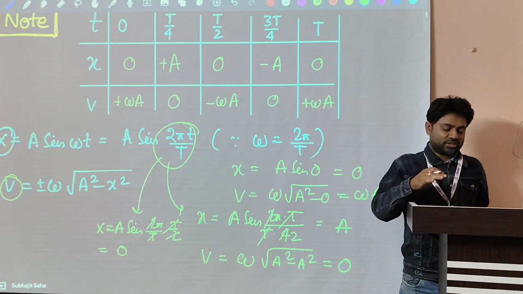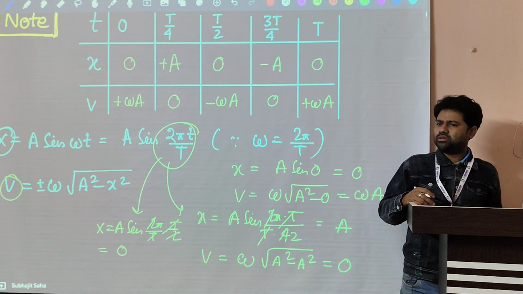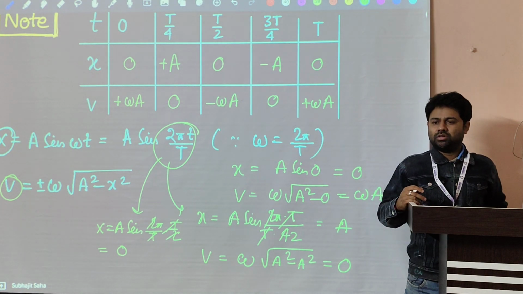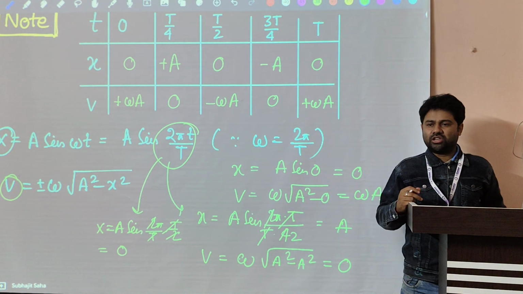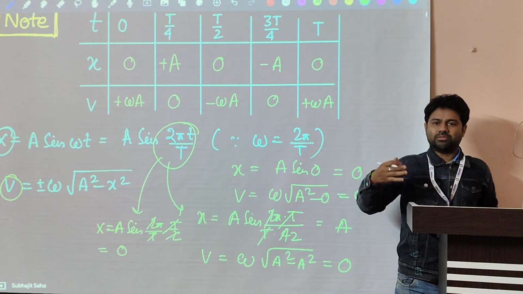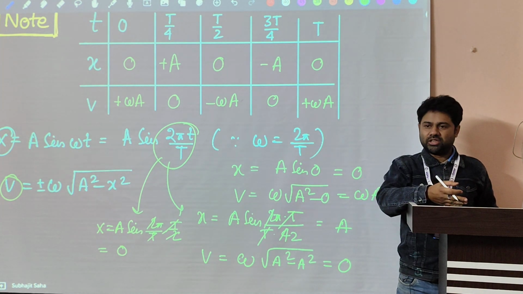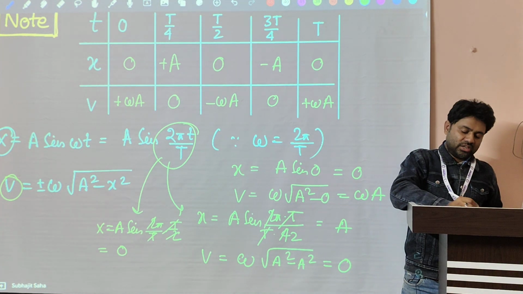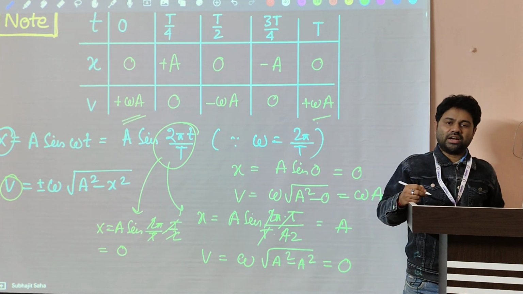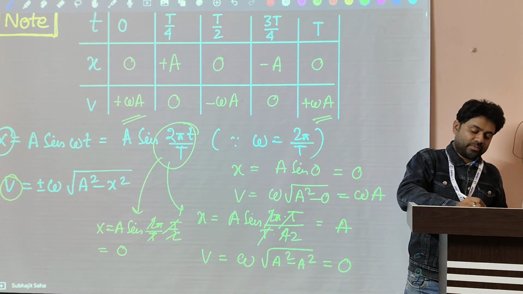It will be so because it's a sine or cosine function, because it's simple harmonic motion. The values of displacement and velocity repeat themselves after a certain time period, that is T. So the initial velocity is the same as the velocity at time period T. Initial displacement is the same as here.